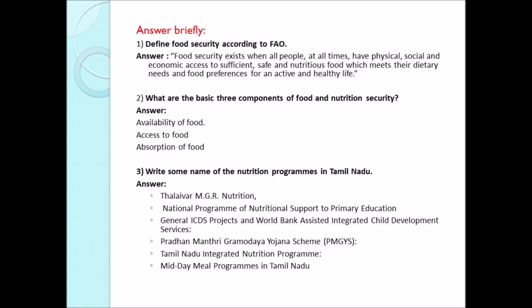And second question, what are the basic 3 components of food and nutrition security? The 3 main components of food and nutrition security are availability of food, access to food, and absorption of food.